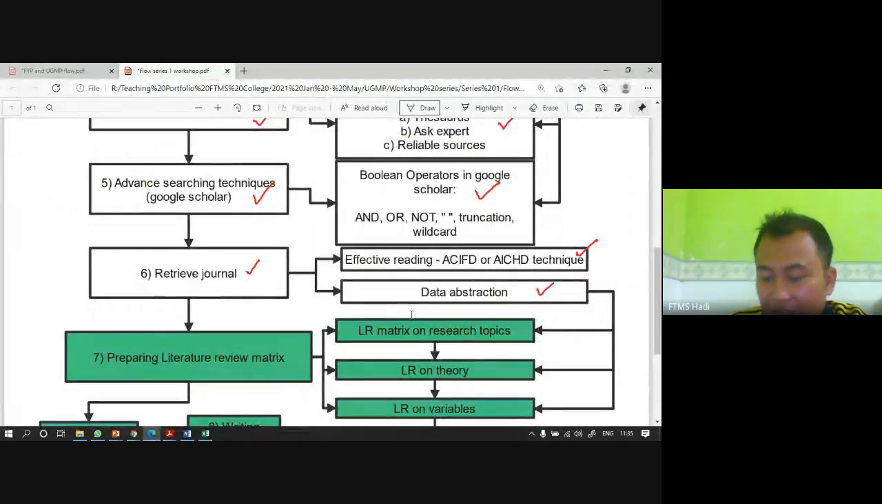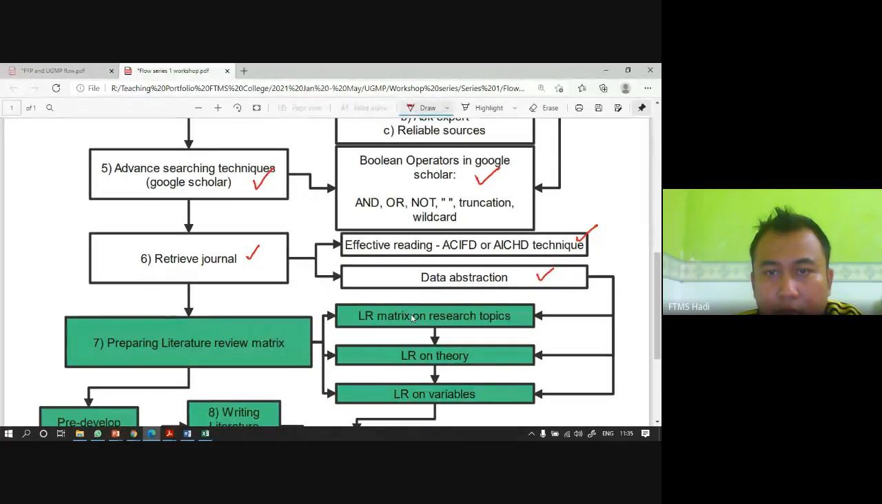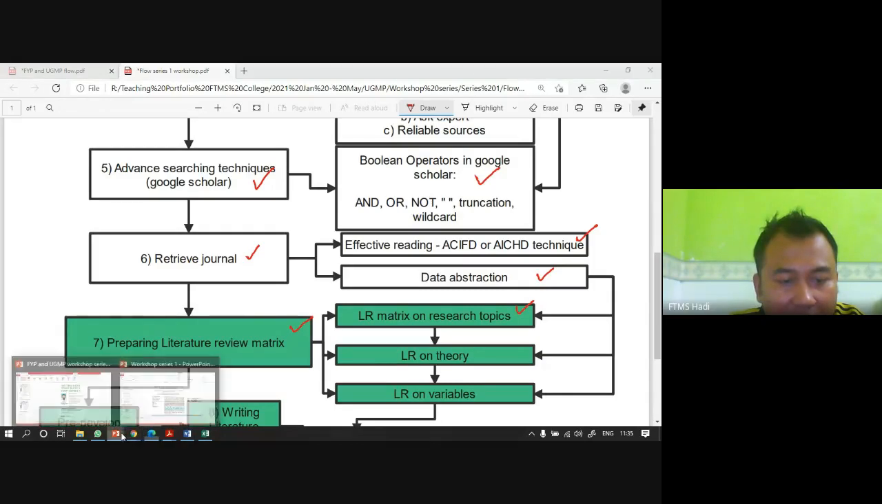Okay, preparing literature review matrix is done. Literature review on research topic is done also. Okay. Theory and variables. Yeah. Okay. For theory and variables, okay, let's have a look at the slide.